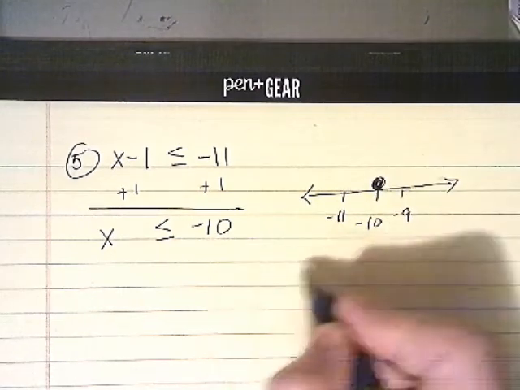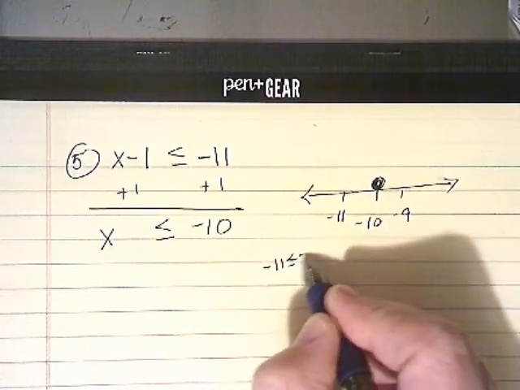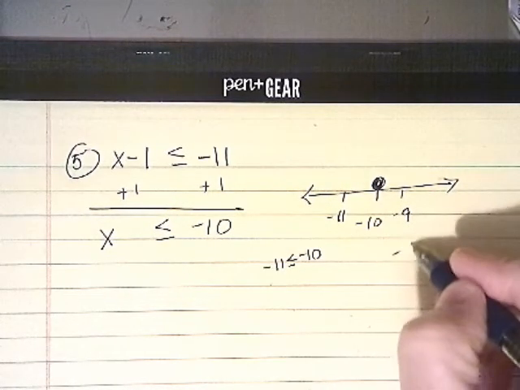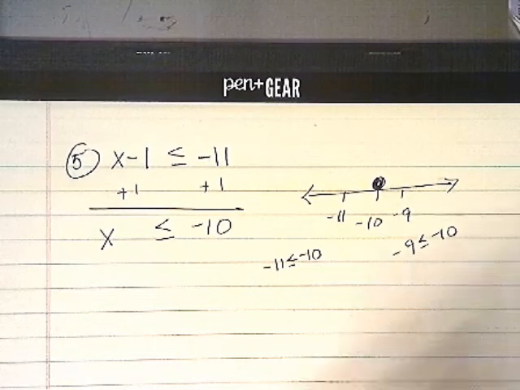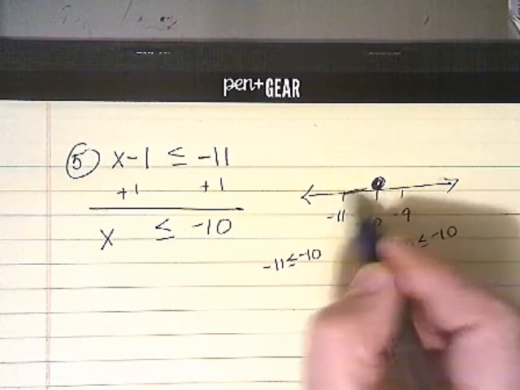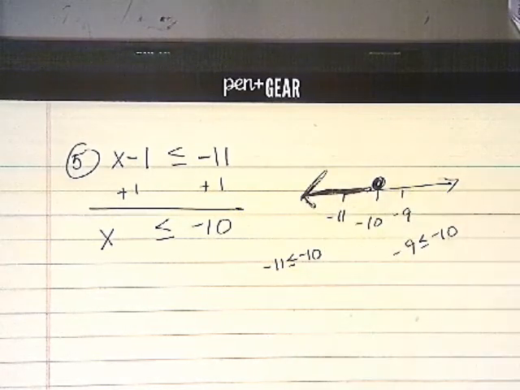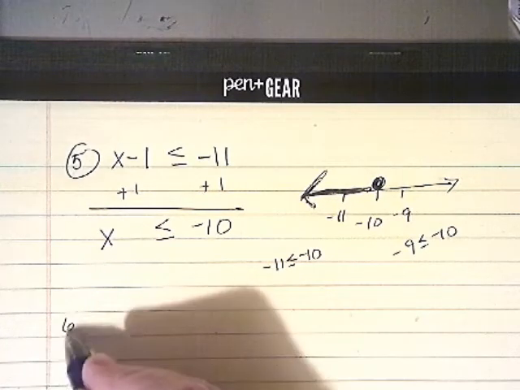And if we test these out, is negative 11 less than or equal to negative 10, or is negative 9 less than or equal to negative 10? Now, since we're on the negative side of 0, our relationships are backwards from what we learned when we were in elementary school, and negative 11 is smaller than negative 10.